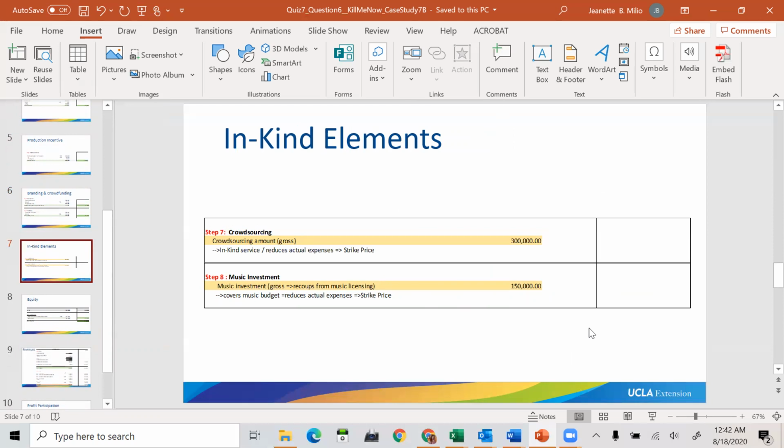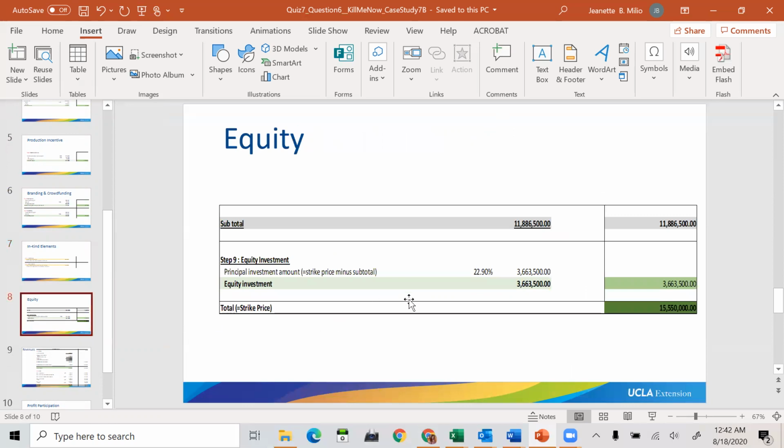And the reason is we have $300,000 in crowdsourcing, which are services provided to you that you have budgeted but you're not paying for. And you have $150,000 in music investment, which you have a budgeted music budget for, but you're not paying that. So this $450,000 is what you are deducting from your budget to get to the strike price of $15,550,000.